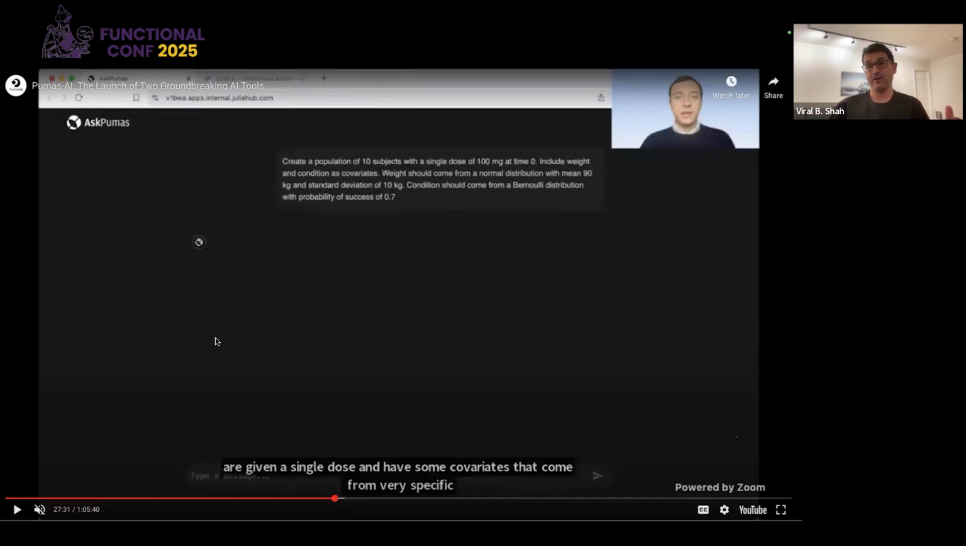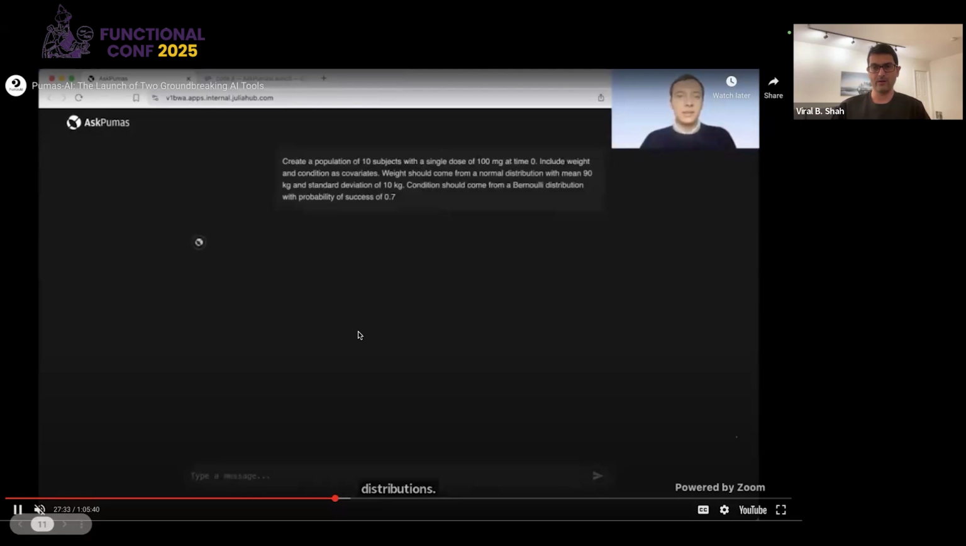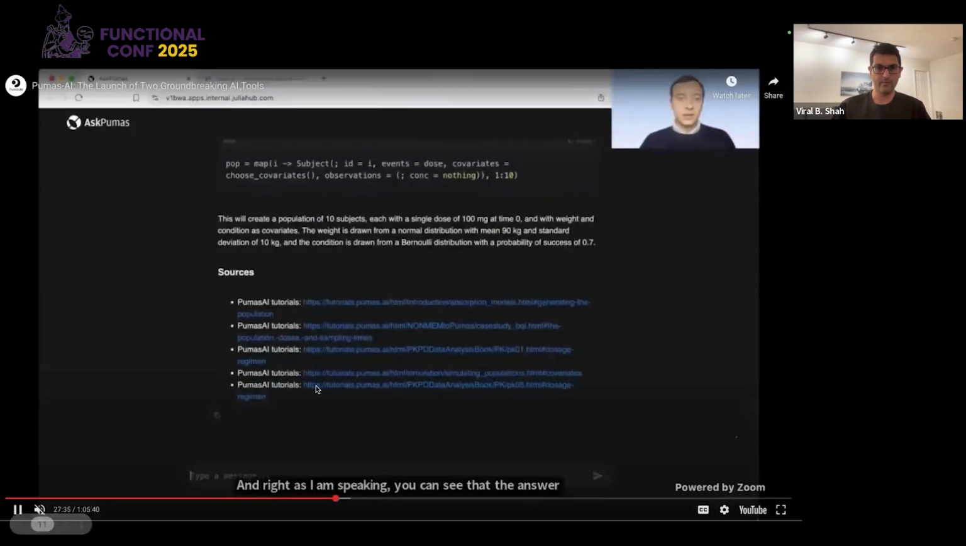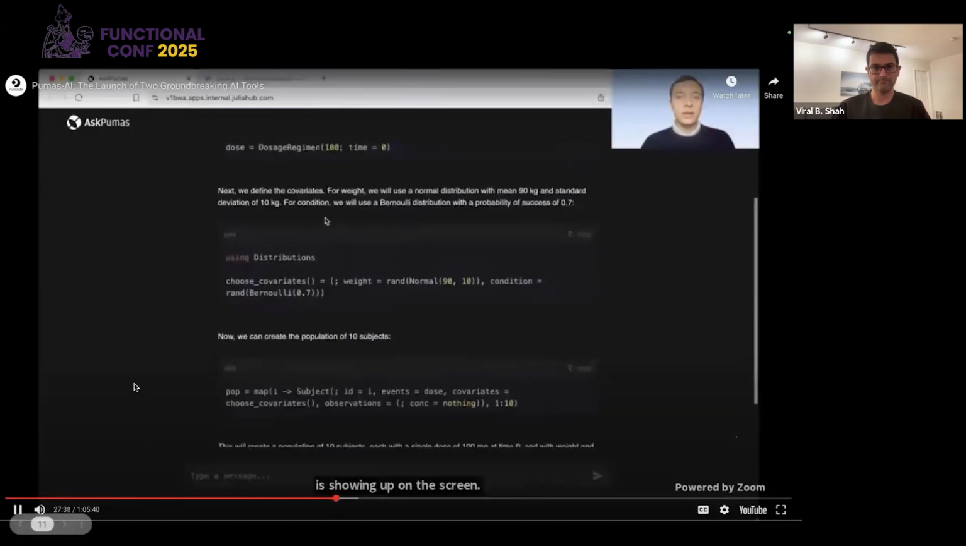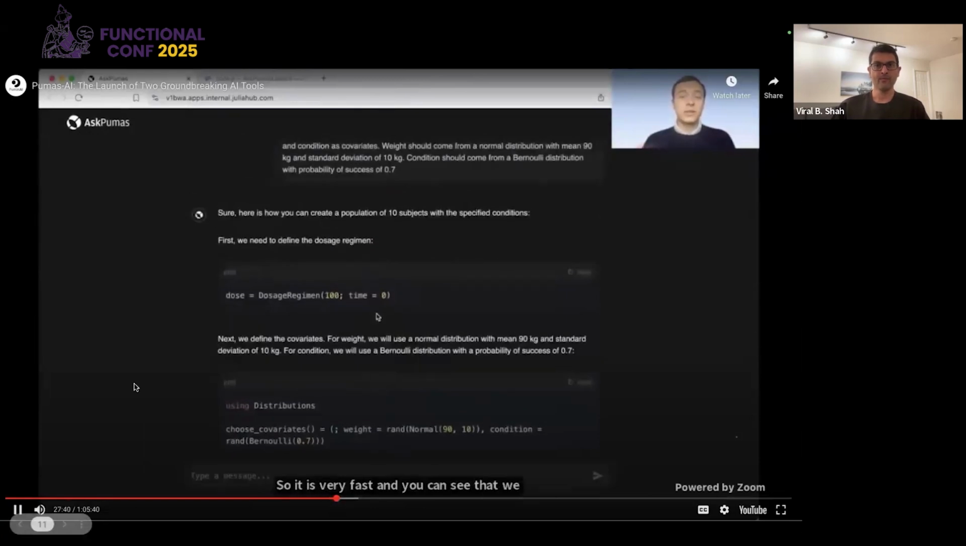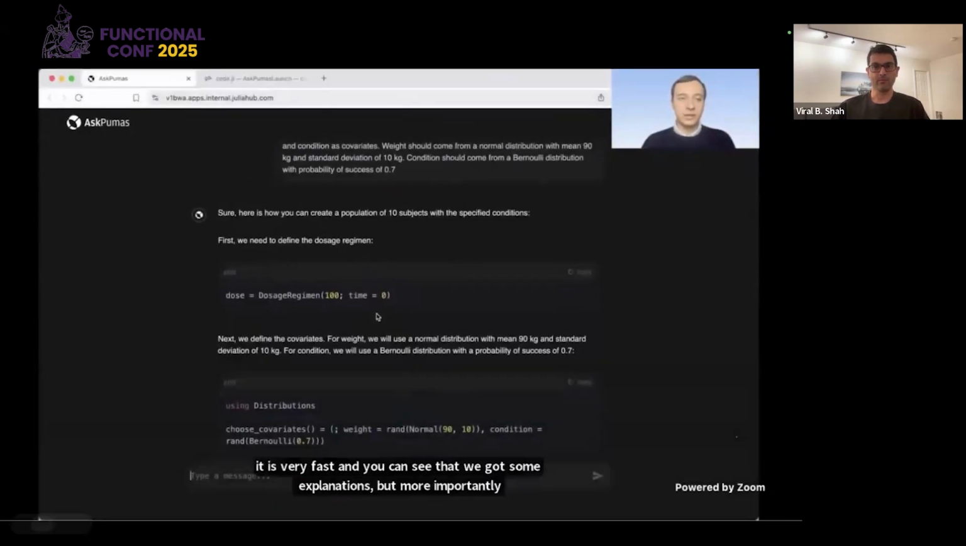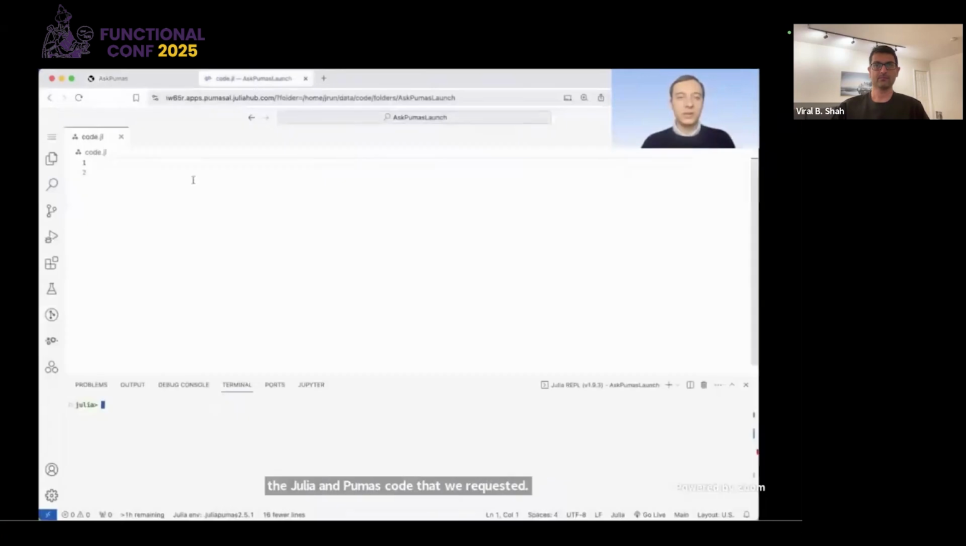Traditionally, the users had a Fortran library where they would write all of this stuff in some kind of a DSL and then go and execute it. But of course, the Fortran library is increasingly falling out of maintenance and is increasingly harder to work with. And so now there's a new tool called Pumas that is doing all of this. So you go ahead, you hit enter, and you get this. We got some explanations, but more importantly, the Julia and Pumas code that we requested, which I'm now going to copy over to my editor.